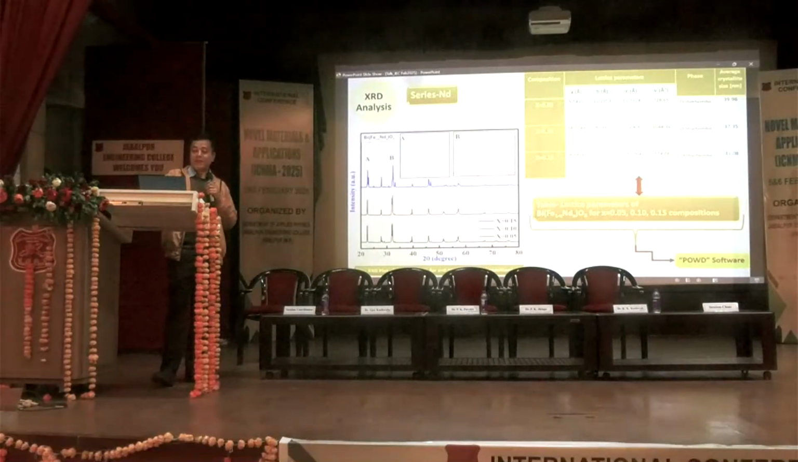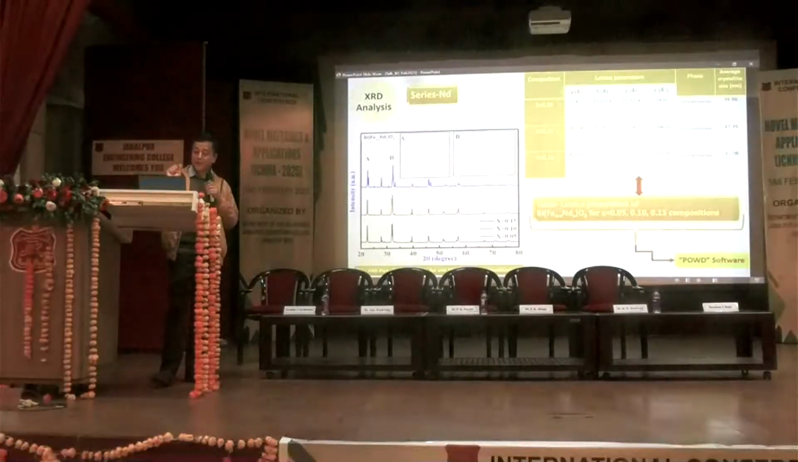Similarly, we have done for another series called neodymium. Again, you see I put the small figure here and the average lattice parameters a, b, c, their phase, and crystallite size for neodymium. Similarly, we have done for samarium also. Similarly, we have done for yttrium, dysprosium, a lot of series.